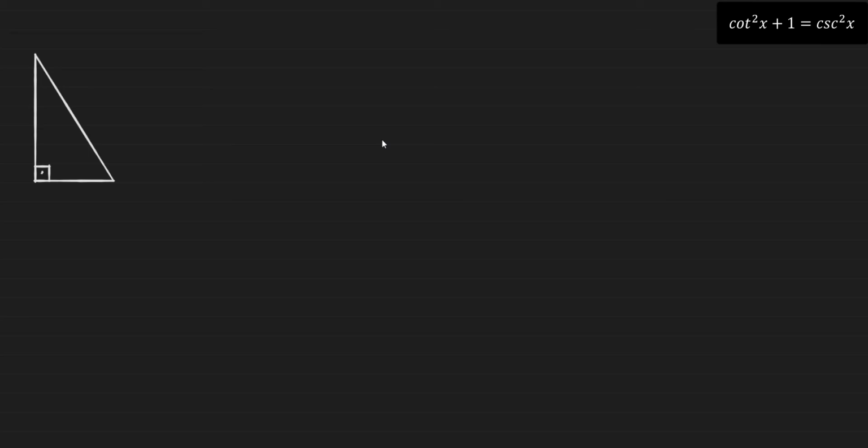Now that we've proved that sine theta squared plus cosine theta squared equals 1, and tangent theta squared plus 1 equals secant theta squared, we can prove that cotangent theta squared plus 1 equals cosecant theta squared.